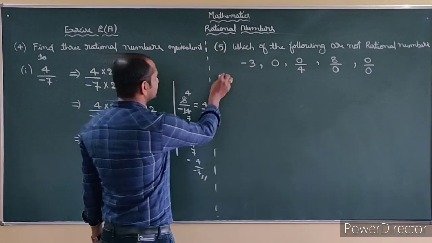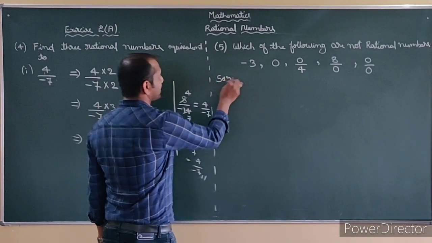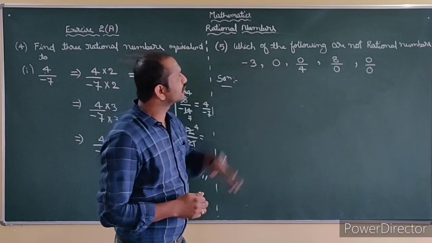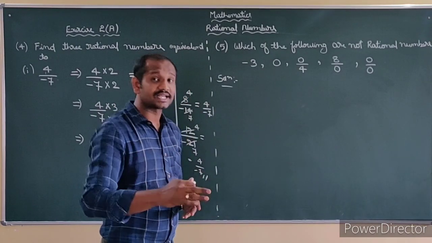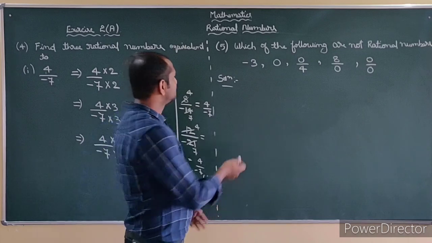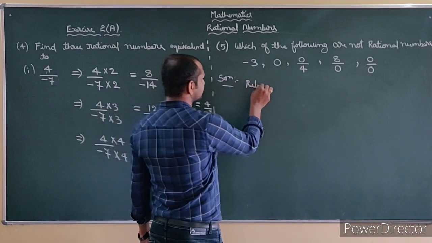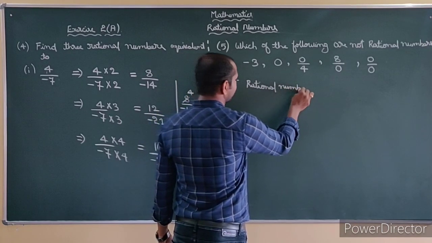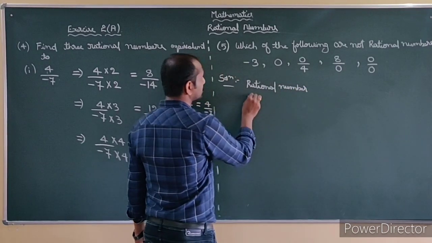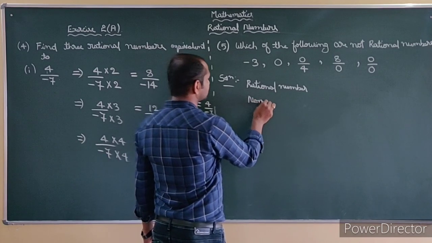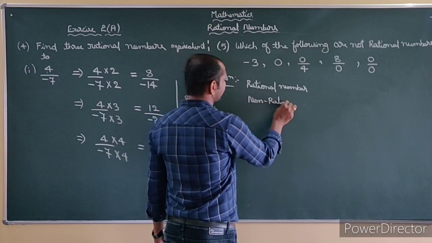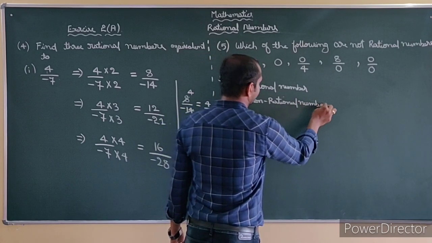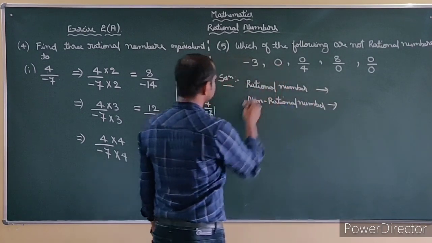Next we have a very important question to check your knowledge of whether you have understood rational numbers or not. Which of the following are not rational numbers? Which is a rational number and which is not a rational number? So we will write which are the rational numbers, and which are not rational numbers.